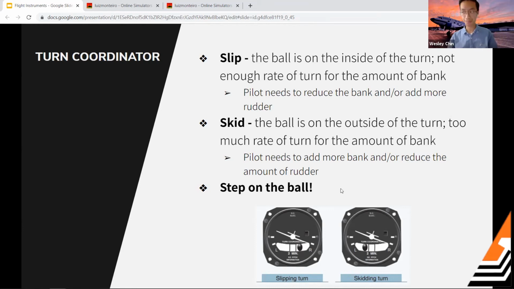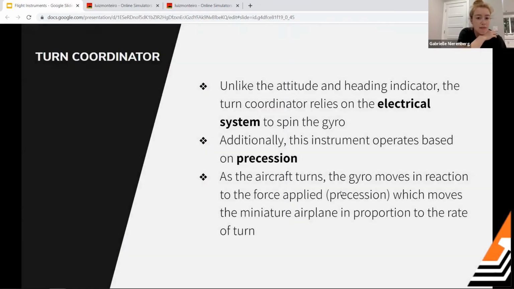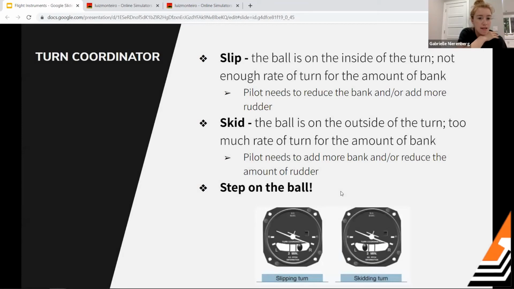Would the slip be for like a slip to landing? Okay, that's a good question. It's all the same concept, right? But what we're talking about here, let's say you're turning an airplane, but it's not coordinated between your ailerons and rudder. We're just trying to think of it as a slipping turn or a skidding turn. But yes, that's basically the same kind of concept.